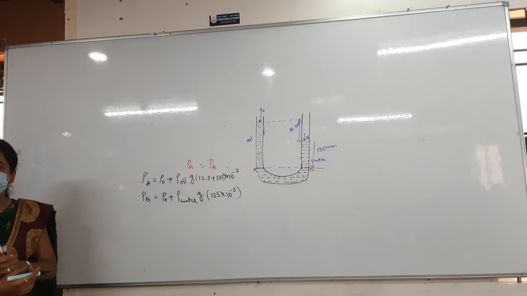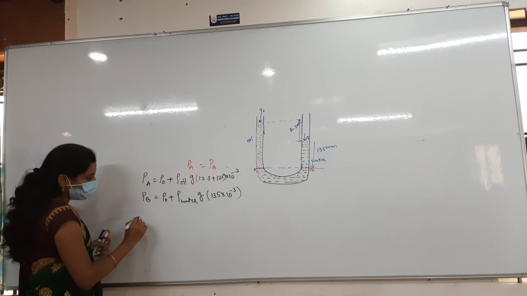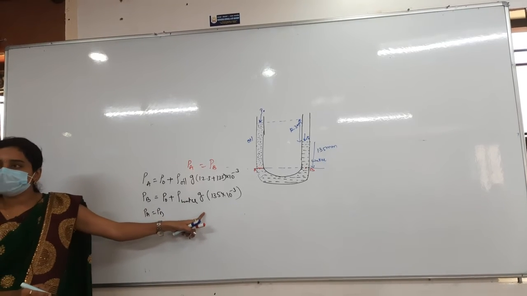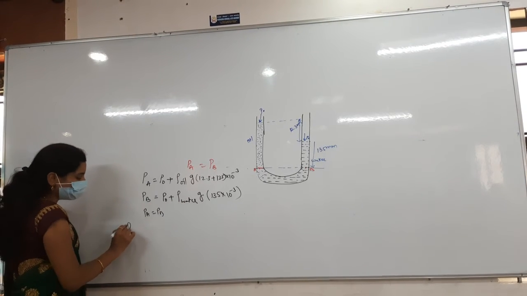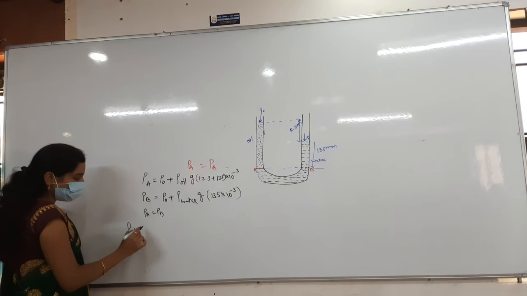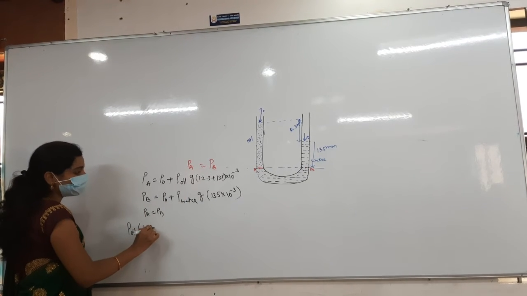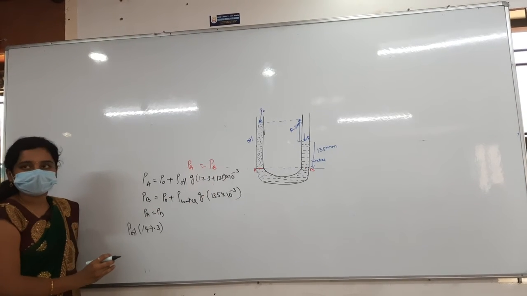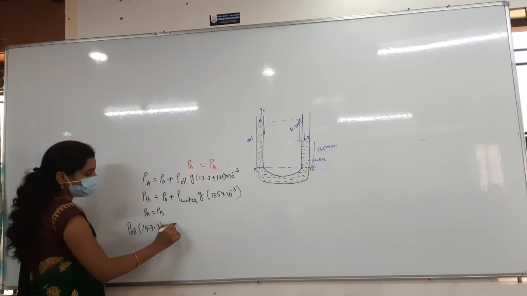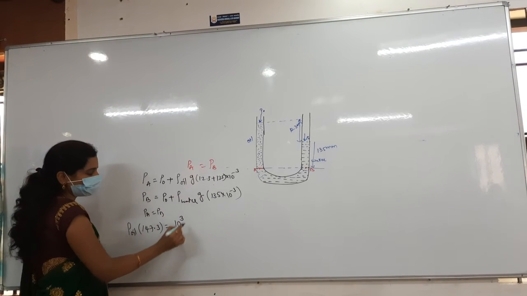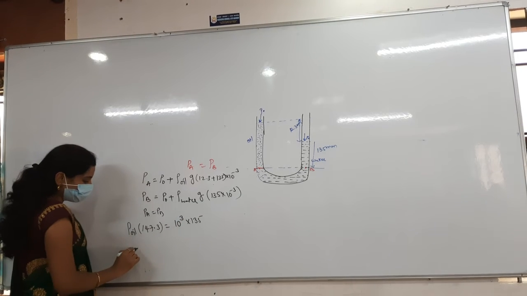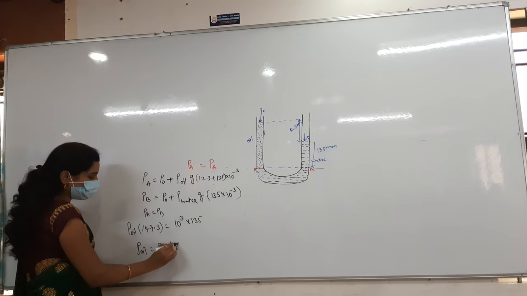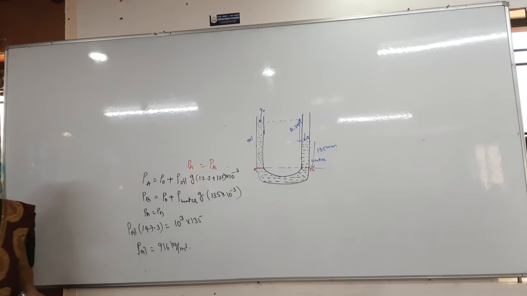What I said, you have to equate them. Whenever you equate them, what happens? P naught gets cancelled, g also gets cancelled. Only what will be remaining for us? Rho of oil, which you have to find out, into 12.3 plus 135, nothing but 147.3. The 10 power minus 3 also gets cancelled here. So only what is remaining? Rho of water. Rho of water is how much? 10 power 3 into 135. Then your answer will be rho of oil equals 916 kg per meter cube. That's the answer for that.